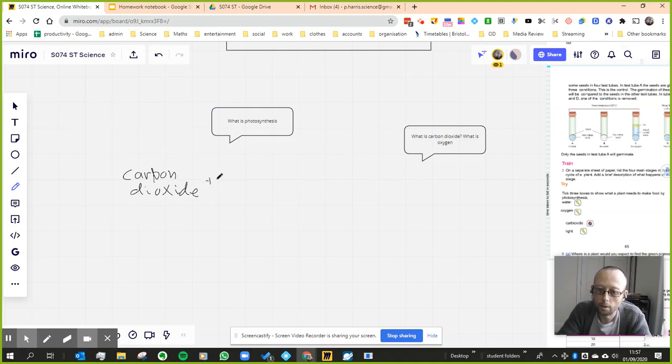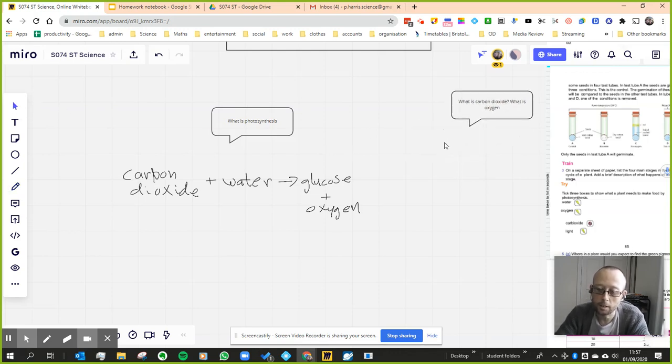It reacts it with water, and it makes glucose and oxygen. Now, the reason why it does this is because glucose it then uses to make food, to get energy from. So glucose has energy inside of it.